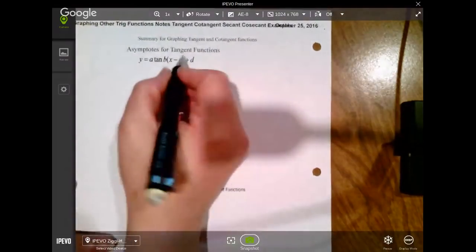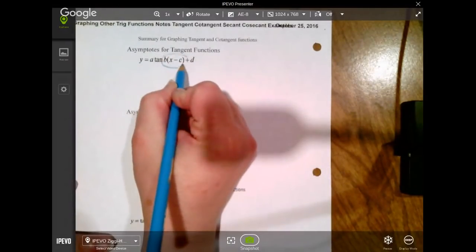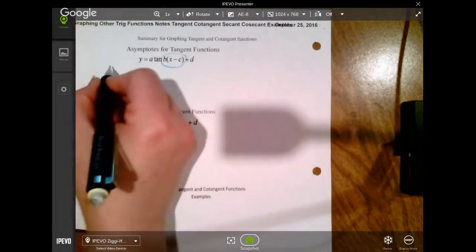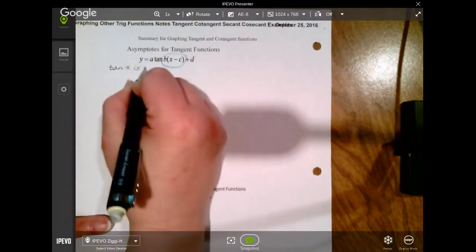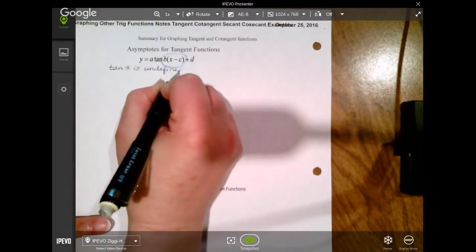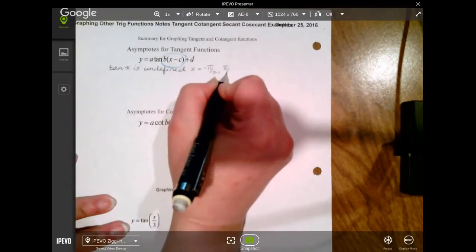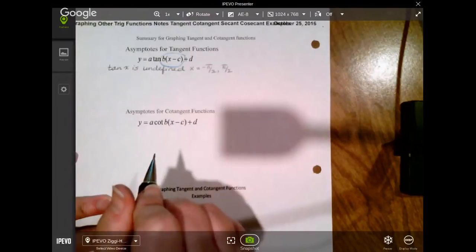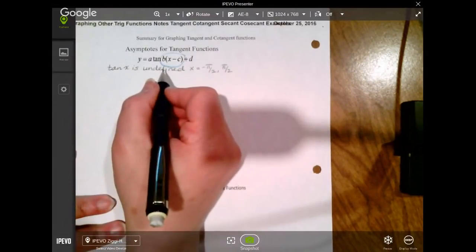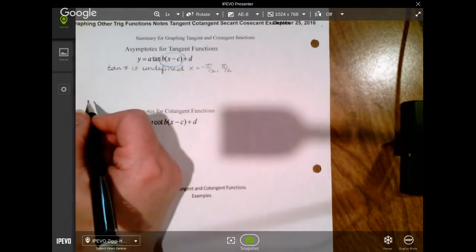All right, so what I do is I take the angle argument here, which is going to be b times x minus c, and I set it equal to where the tangent function is undefined. Well, the tangent function is undefined, as we discussed earlier, at x equals negative pi over 2 and pi over 2, and every pi n after that. But I'd like to just get two of the asymptotes, because once I know where two asymptotes are, I can pretty much predict where all the rest are. So we're going to set this angle argument to find the asymptotes.